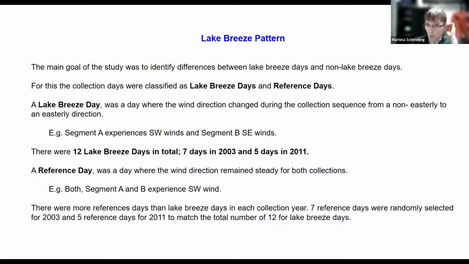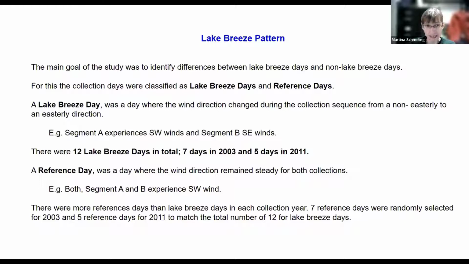And this can be from the west to the east, it can be from the southwest to the northeast, and so on. So anything which goes from a non-easterly, where there's no E involved, to an easterly, where in segment B an E becomes involved, would be considered a lake breeze. In total, we measured 12 lake breeze days, 7 in 2003 and 5 in 2011.